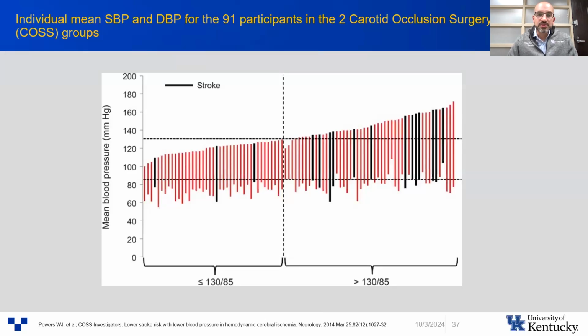Another great study that was done was the Carotid Occlusion Surgery Study. This basically divided patients into two groups: blood pressures maintained below 130 over 85 millimeters of mercury, and the other group above. As you can see, the vertical lines are the systolics and diastolics, with the black marked lines being stroke events that actually happened in those patient groups. There was a total of 91 participants, and as the blood pressure starts to increase, there's a higher rate of ischemic events happening in these patients.